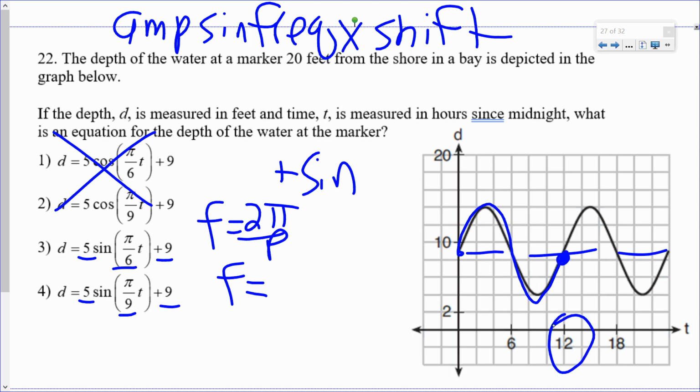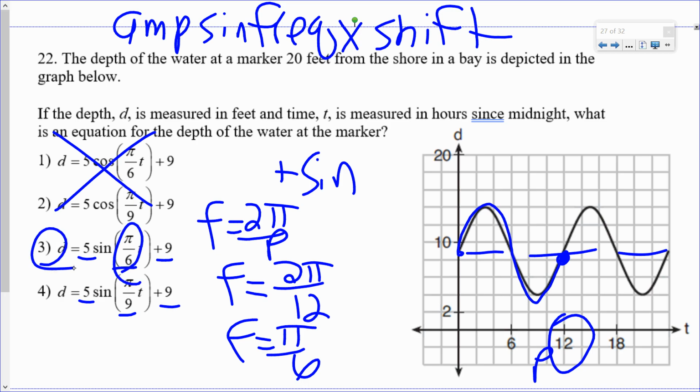This is your period. So it's 2 pi over 12. That reduces to pi over 6. I'm looking for a frequency of pi over 6. There it is. There's your answer. To find the frequency, frequency is 2 pi over the period.